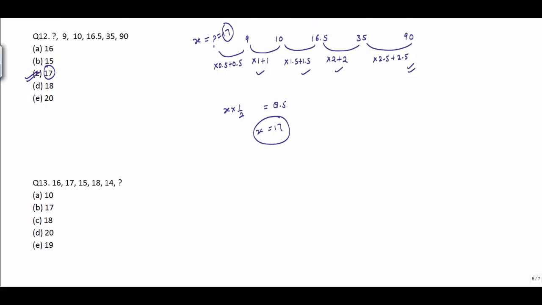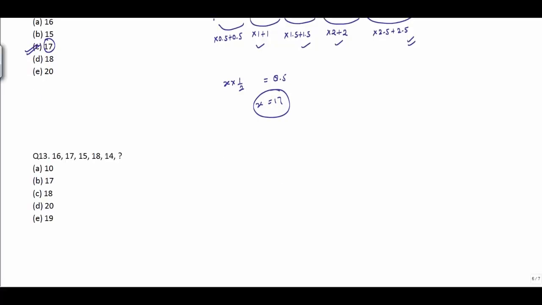Question number 13, the first term is 16, 17, then 15, 18 and 14, and then the missing term. We can see this pattern here: after 16 we have got 15, one less, then again one less, 14. And here 17, 1 more than 17 is 18, then 1 more than 18 would be 19. So this is how the series is, here minus 1 minus 1, here plus 1 plus 1. So this missing term should be 19, hence option E is the correct choice.